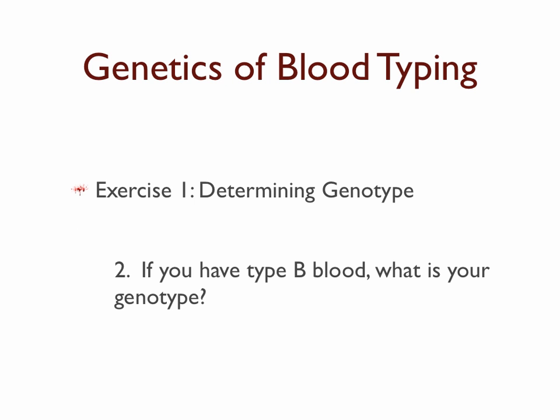Before moving on, let's take a look at question 2 in exercise 1. Question 2 says, if you have type B blood, what is your genotype? If you have type B blood, there are two possible genotypes. You can have two copies of the dominant B allele, giving you the genotype BB, or you can have one copy of the B allele and one copy of the recessive O allele, giving you the genotype BO.